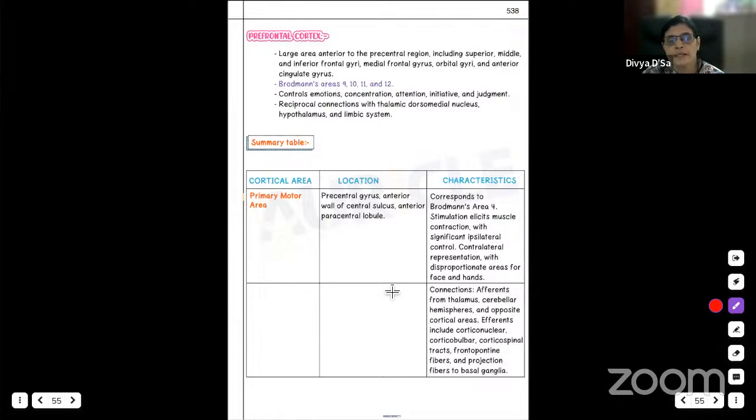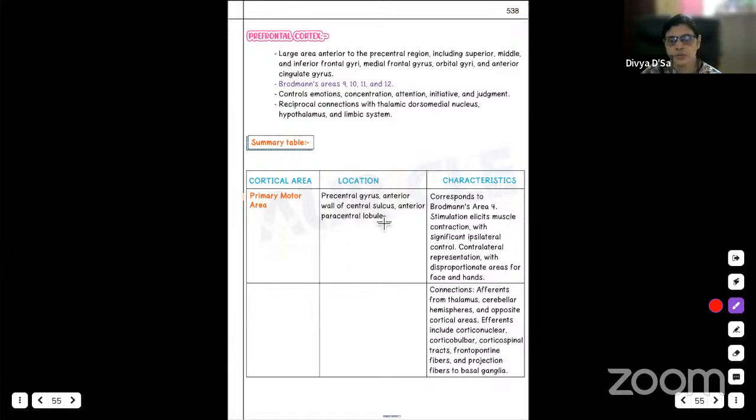So this prefrontal area is very much responsible for the control of emotions, concentration, attention, initiative. That is basically, in general, social, moral, ethical behavior. Everything is controlled here. This has reciprocal connections with the thalamic dorsomedial nucleus, hypothalamus and the limbic system.